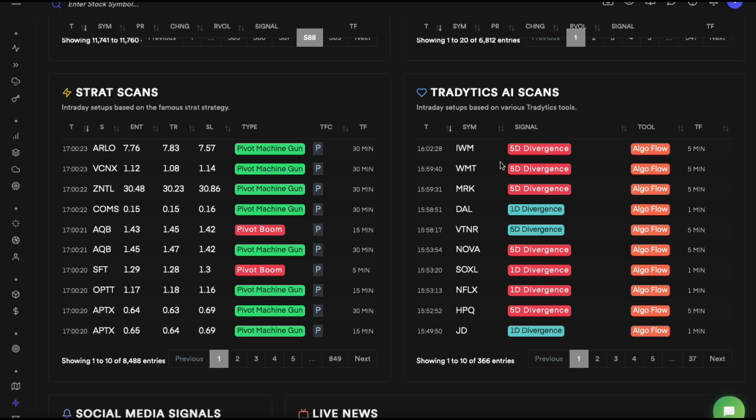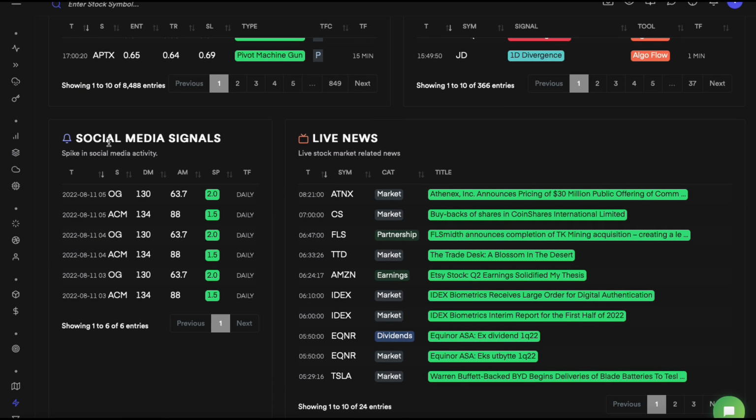And then finally we have some signals based on social media activity and some live news. These are again easy, but for the social media signals, most people sometimes don't understand what these column names mean. So let me explain them again. T is time, S is symbol, DM is daily mentions, AM is average daily mentions, SP is the spike level, which is just the daily mentions divided by the average mentions, and then TF is the time frame. These social media signals are based on daily data, so the time frame here is daily.